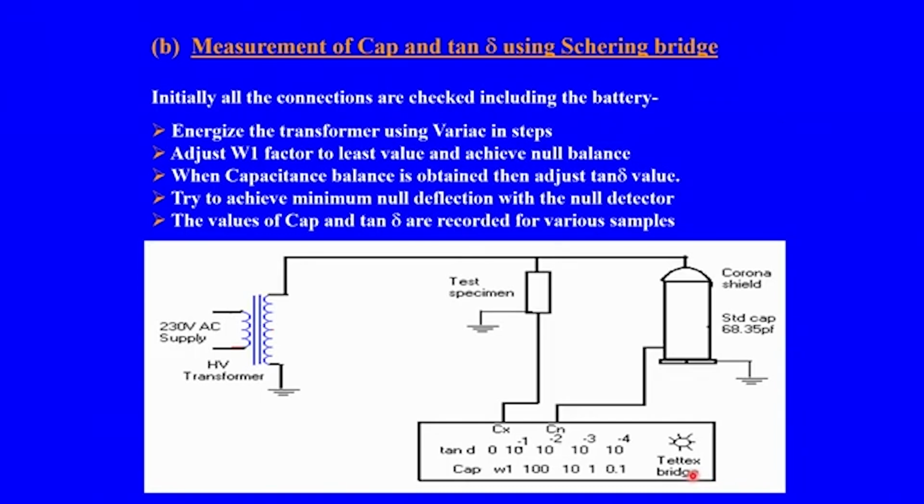First we have to obtain the capacitance balance, further we do the adjustments for the tan delta. Try to achieve a minimum null deflection, that is important with the null detector. The values of capacitance and tan delta could be recorded for various samples or test specimens in the circuit. This is again the simplest bridge which is used in the laboratories for measurement of capacitance and tan delta.